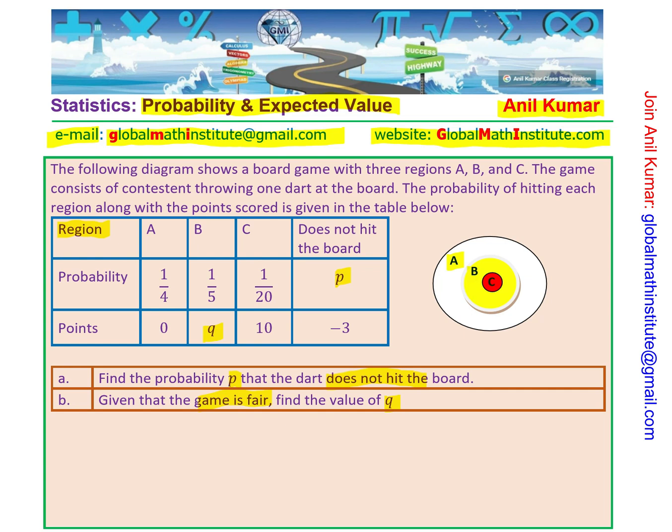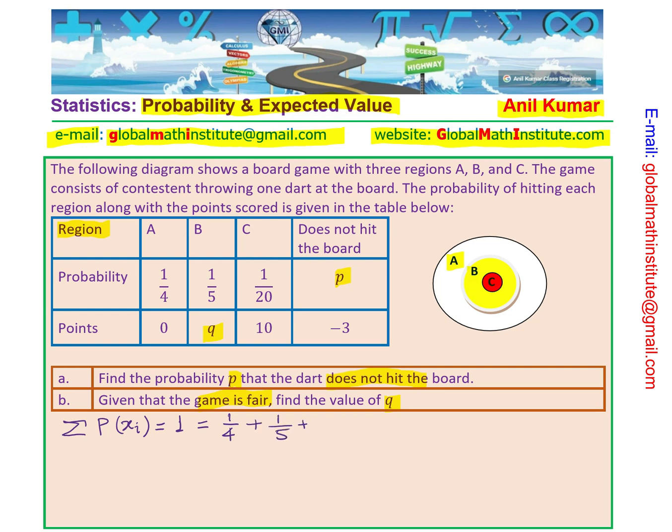Now, let's try to figure out the solution. So, first part, which is P, the sum of probability should be 1, right? So the sum of probability of all the events, let's write small xi, should be 1. So that helps you to get the value of P. So let's just add them up. So we have 1 over 4 plus 1 over 5 plus 1 over 20 plus P. So from here, we can say that P is equal to 1 minus the sum of all this.